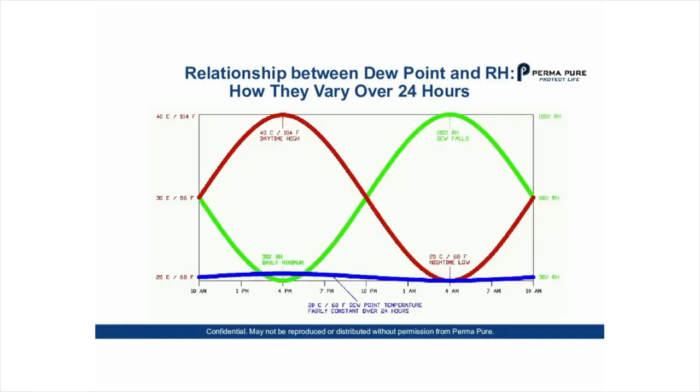Now let's look at the relationship between dew point and relative humidity and how they vary over 24 hours. In this graph, the red curve is the temperature, the green curve is the relative humidity, and the blue curve is the dew point. You can see that throughout a day, the dew point doesn't really vary very much. But over the course of 24 hours, you have this sinusoidal effect where the relative humidity rises and falls in inverse proportion with the temperature. This gives a couple of interesting effects.